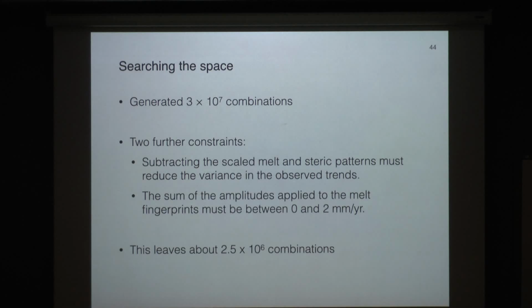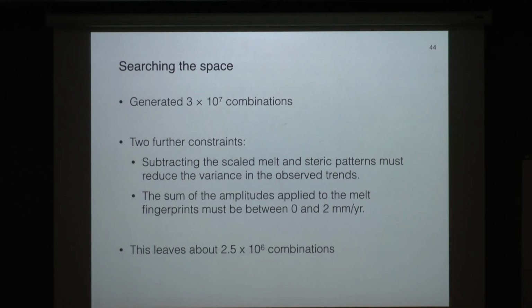Okay, and then I generated about 30 million of those combinations with those random amplitudes. And I applied two further constraints. The first being that when I subtract the scaled melt and steric patterns, I have to reduce the variance in those 22 trends. And that's just akin to the assumption that at least some fraction of the variability is related to those patterns. So if I subtract that variability, the scatter shouldn't get worse.